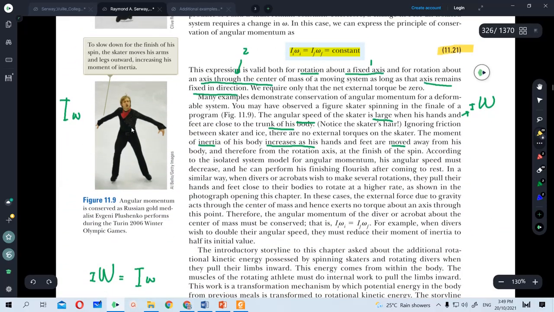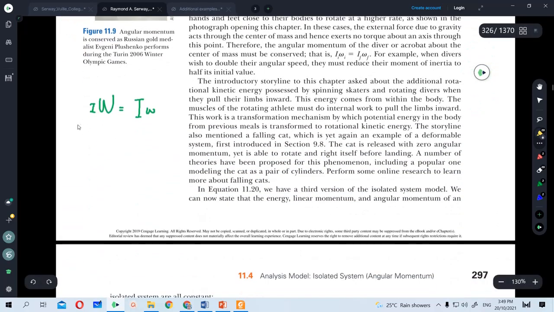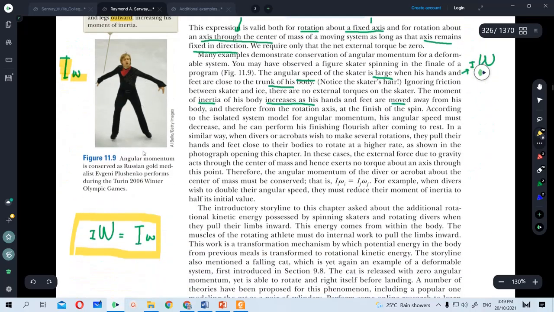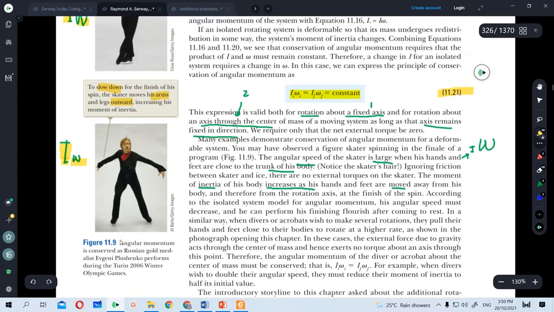And this is the opposite side, whereby in order for him to slow down, he just opens wide his arms and legs outwards, so that it will produce a bigger moment of inertia, and therefore his angular speed will reduce. So overall, for both cases just now, we can write it in this version, whereby we go back to 11.21.